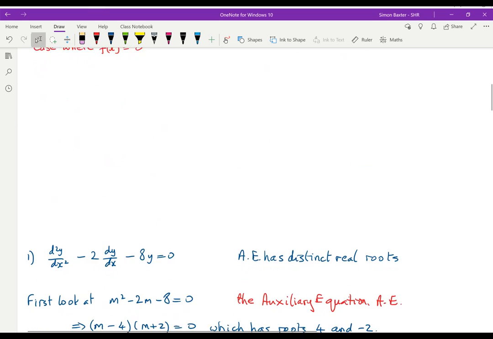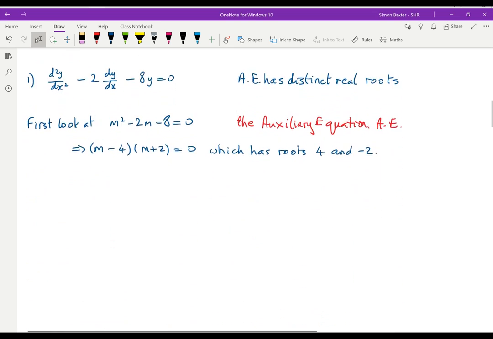Well, let's take an example. Here I have a second-order differential equation with constant coefficients, and the right-hand side is 0. First thing I'm going to look at is something which comes from the differential equation. Instead of d2y by dx squared, I'm going to write m squared. Instead of dy by dx, I'm going to write m, and instead of 8y, I'm just going to write 8.